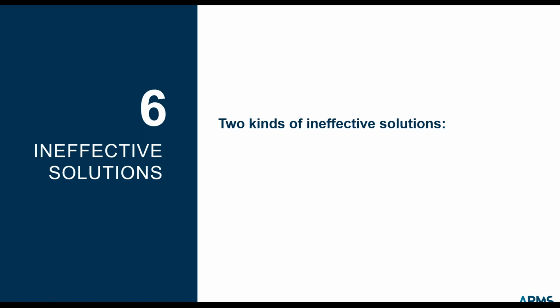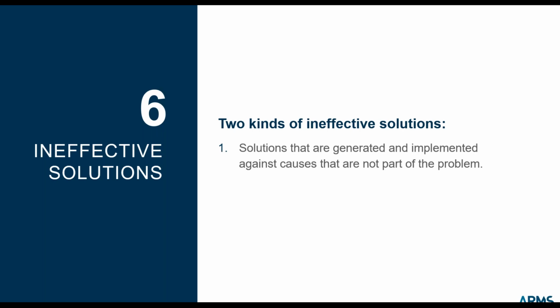So number 6, going to be looking at ineffective solutions. Say there's 2 different kinds. One is ones that are generated and implemented against a cause, but they're not actually part of the problem. So this is a very important part, looking at an investigation. If you're trying to ensure this incident doesn't happen again, it's not your chance to just throw in every recommendation that the team has of how they might improve the unit. We're looking very specifically at how you can ensure that the individual causes leading to the incident don't happen again.